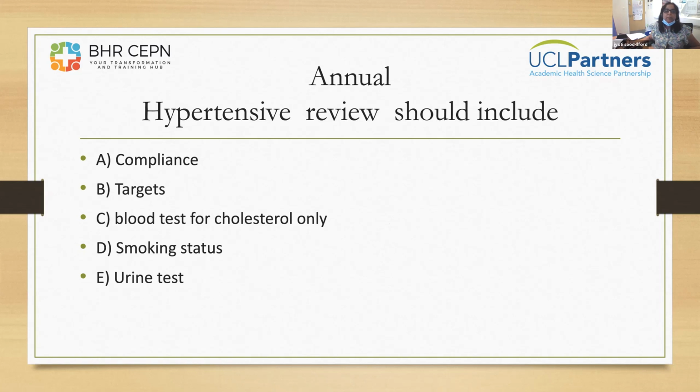Okay, I'm glad the blood test for cholesterol only got the lowest score. So as I've mentioned, definitely you'll visit the compliance, you'll visit the target. But blood tests, as I mentioned before, for kidneys, liver, you'll check the cholesterol and the diabetes. Smoking, definitely, because that's another cardiovascular risk, and the urine test. So great, thank you, Paul. Go for the next one, please. Next slide.